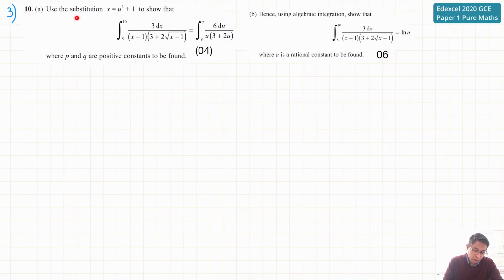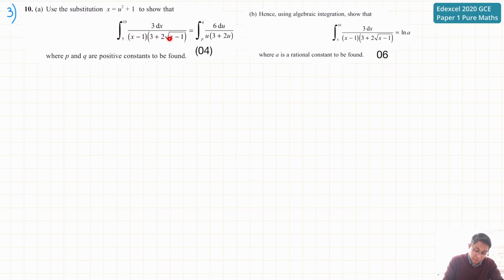In this question, you have to use this substitution x equal u square plus 1 to show that this integral equal to this integral, where p and q are positive constants. You need to find those constants. Let's see how you can do this. When you use substitution to find an integral, you have to change this function of x into a function of u, and you need to convert dx into du. Essentially, you need to find the limits of x as limits of u. You can do those one by one.